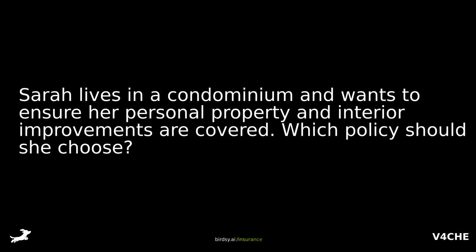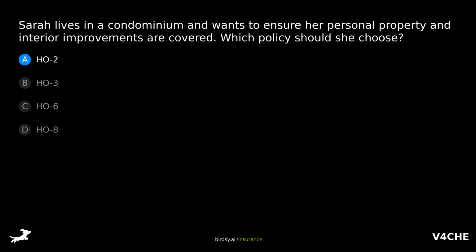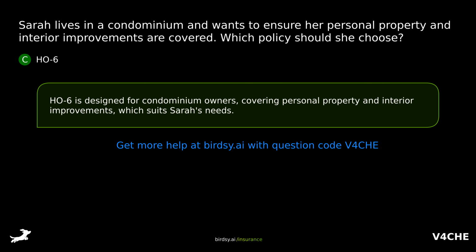Sarah lives in a condominium and wants to ensure her personal property and interior improvements are covered. Which policy should she choose? Is it A, Homeowners 2 policy, B, Homeowners 3 policy, C, Homeowners 6, or D, Homeowners 8? The answer is C, Homeowners 6 policy. Homeowners 6 is designed for condominium owners, covering personal property and interior improvements, which suits Sarah's needs.